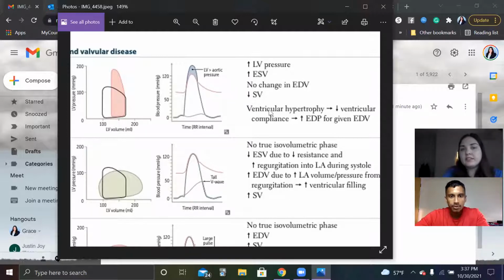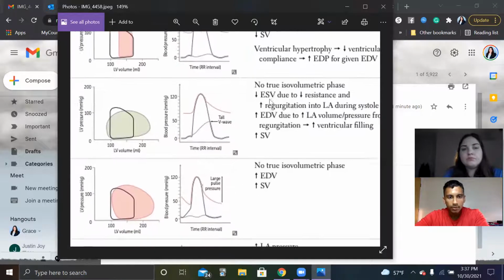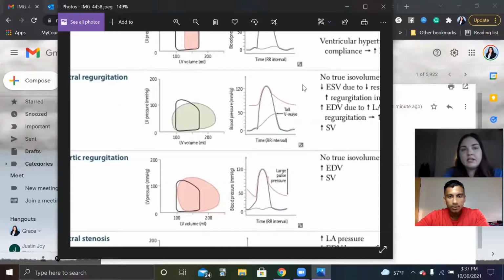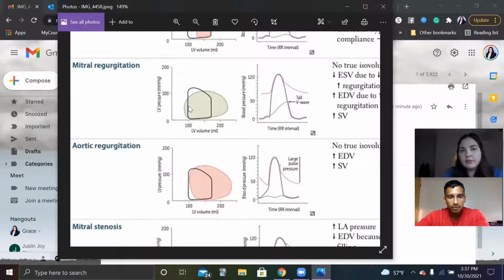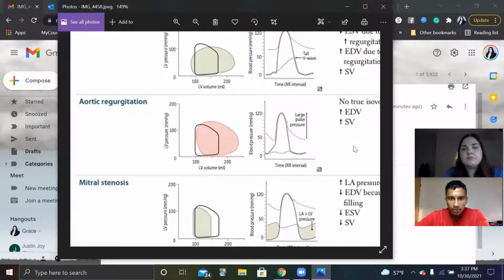Okay, and this one is going to get ventricular hypertrophy, and this is going to be one where you get a really big heart, lots of heavy weight, really big heart. Okay, we can see for this mitral regurg, we have our wide one, right? And you get this kind of backflow here, the tall V wave. The answer is not going to be tall V wave. They're going to show you this and you're going to have to say it's that. Aortic regurg, large pulse pressure.